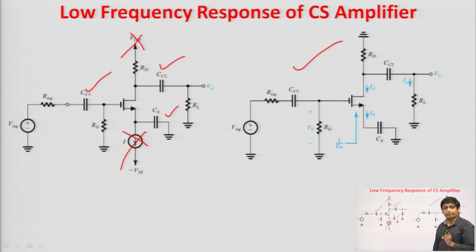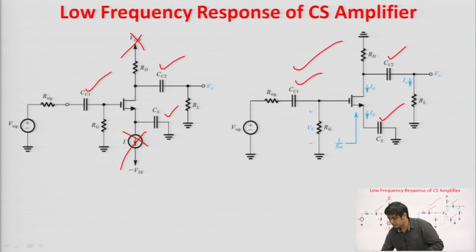Now, what we have to do? We have to calculate the corner frequency due to each individual capacitor. Firstly, we will consider CC1, and we will consider that in that case CC2 and CS are perfectly acting as a short circuit. Then we will see that due to CC1 what is the corner frequency. Then the second case is CS, the bypass capacitor, in which we will calculate the corner frequency due to CS. Then in the third case, we will calculate the corner frequency due to CC2. So, we will get three corner frequencies in this case.